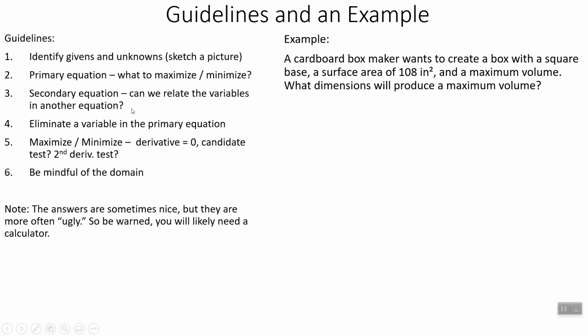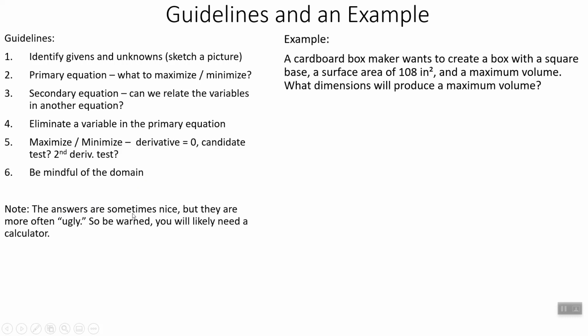It's like the substitution method when you were back in Algebra 2, or Algebra 1 maybe. All right? So we're going to eliminate one of the variables using the secondary equation, and then we'll have an equation that is just one variable, which we can maximize by taking its derivative, setting it equal to 0. We can either do a candidate test from there to figure out if it's an absolute max or an absolute min, or we can do a second derivative test to figure out if it's a relative min or a relative max. And always keep an eye on your domain, so you make sure your answers are in your domain.